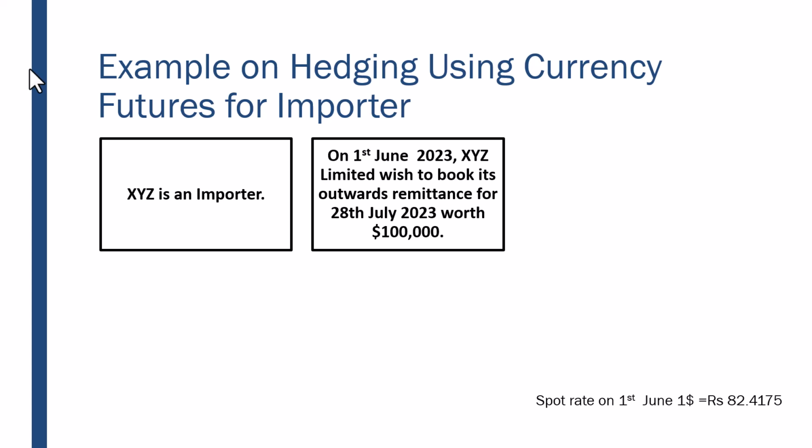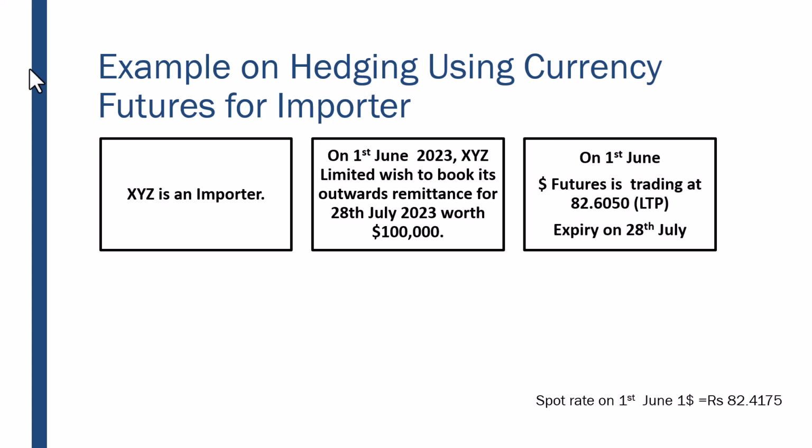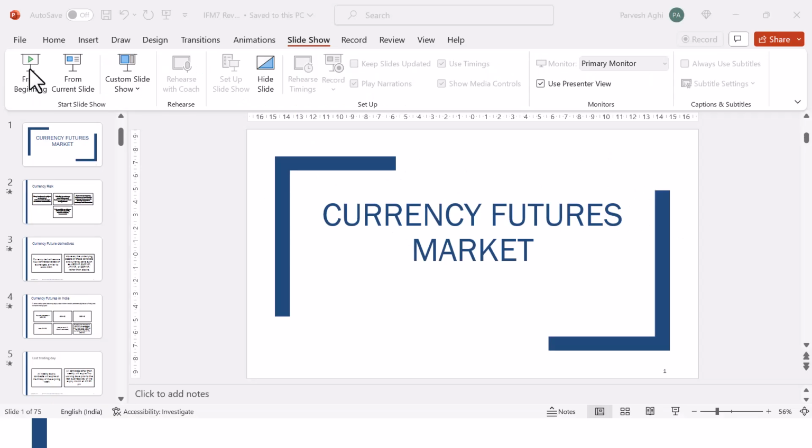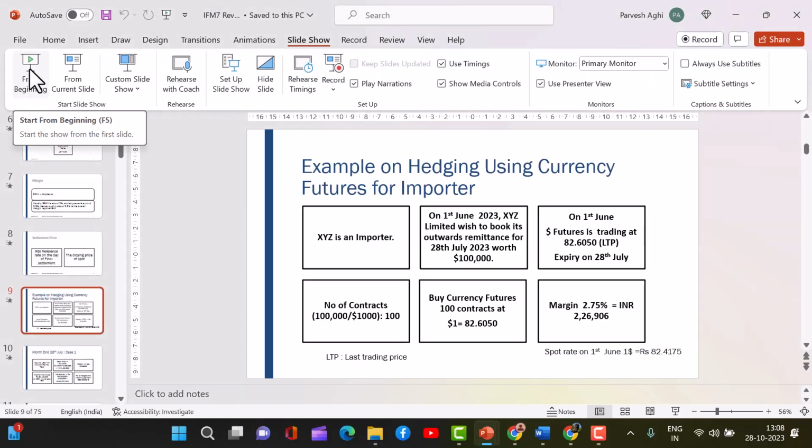Suppose there is an importer. He has to make a payment of $1 lakh, and today, think that it is 1st of June, and he has to make the payment on 28th of July, and today the dollar happens to be at 82.41. Now on 1st June, when he goes to the market and looks at the quotation, he finds that the dollar is trading at 82.6050 for the July contract, because now he has to look only at the July contract. He doesn't have to look at any other contract.